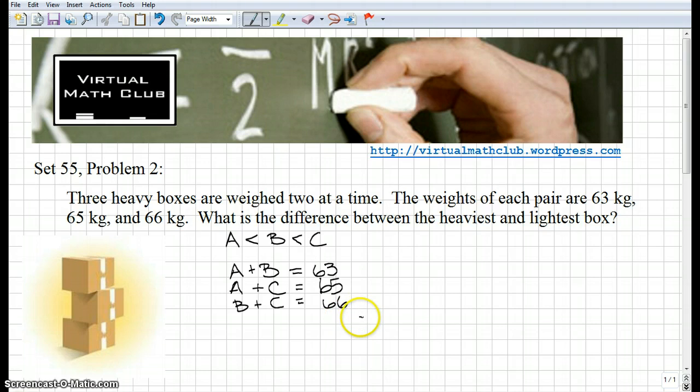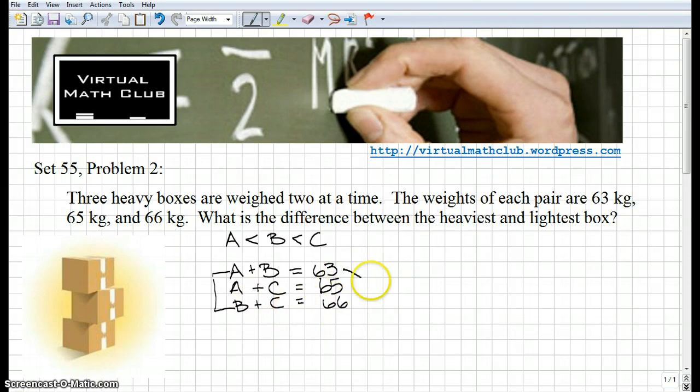So, let's see what we can do with this information. What I want is the difference between the heaviest and the lightest boxes. And you can see, if I look at these 2 equations, the first one and the last one here, if I subtract those 2 equations from each other, I can get B to go away, which I like, because all I want to know about is A and C. What I want to know is the positive difference between A and C. Since C is the heaviest box, then really it's C minus A.